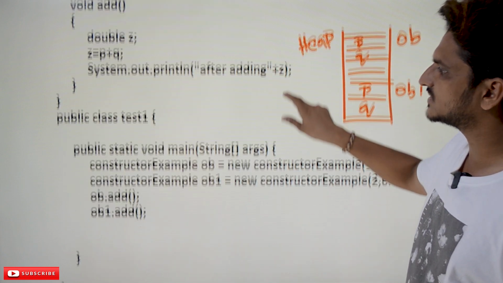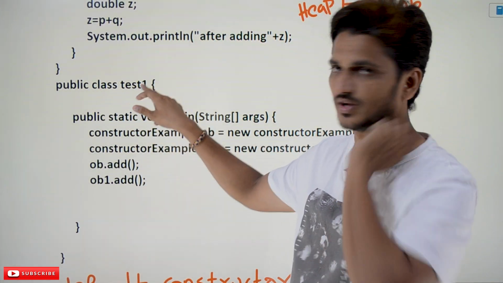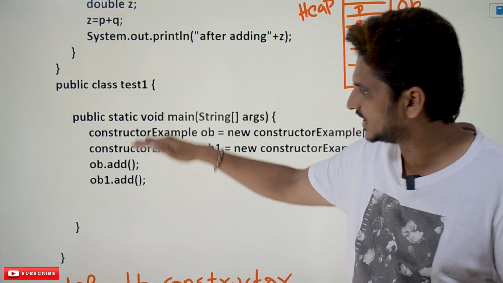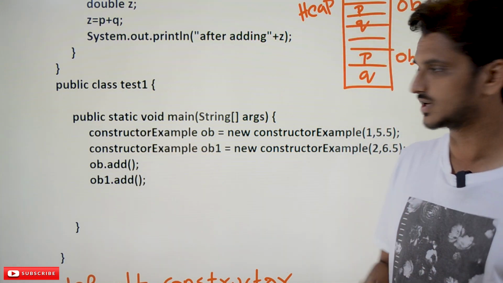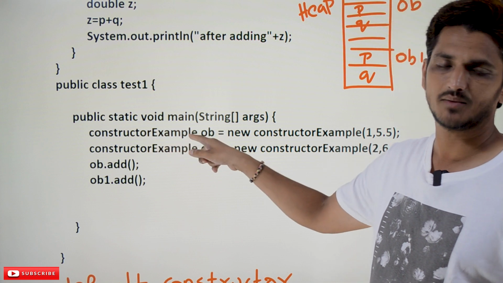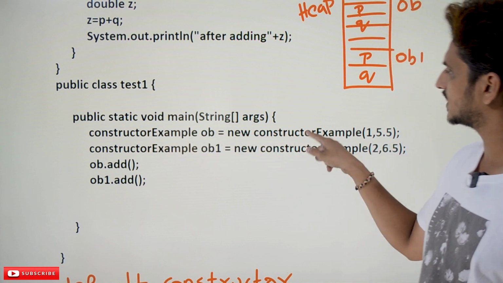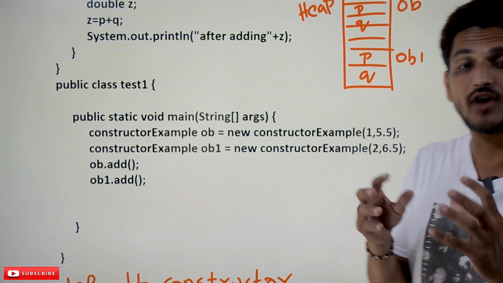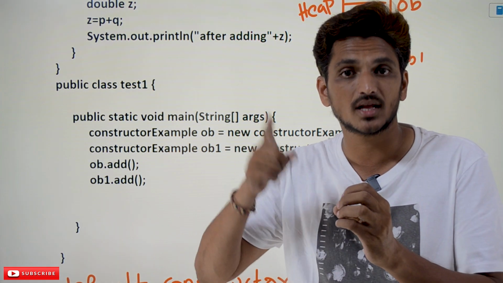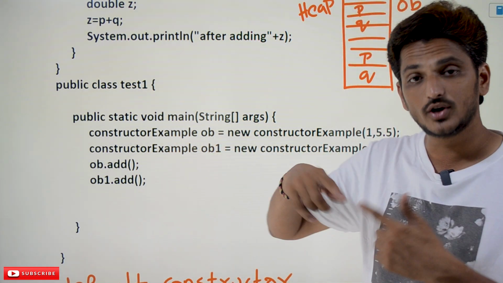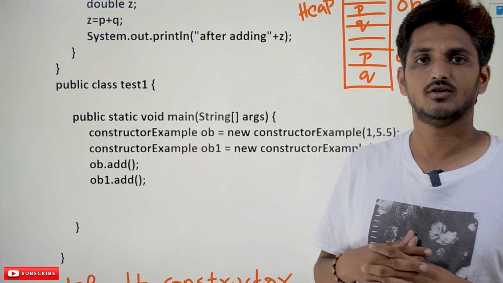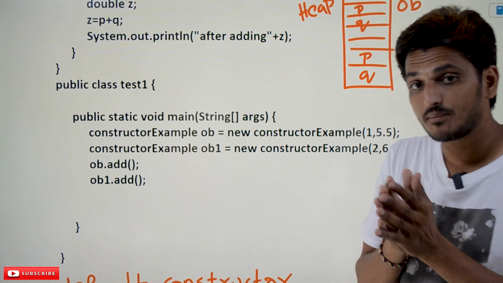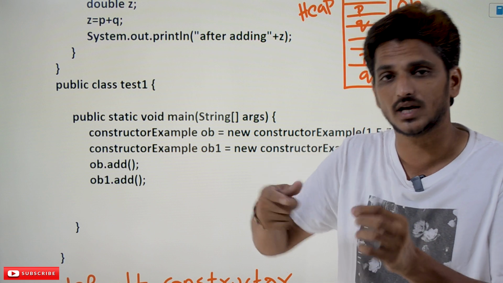Now coming to the next class, we have a second class, public class Test1. Inside we have the main method. Our execution starts from here in the main method. What's the first line of code we have written here? ConstructorExample OB is equal to new ConstructorExample(1, 5.5). So we defined an object for the class ConstructorExample. This line is going to define an object for which class? ConstructorExample.